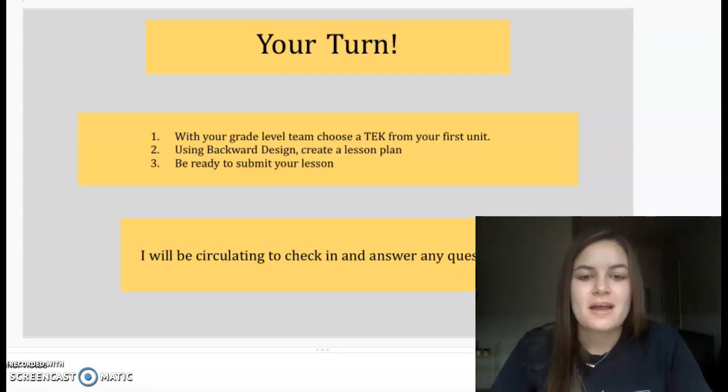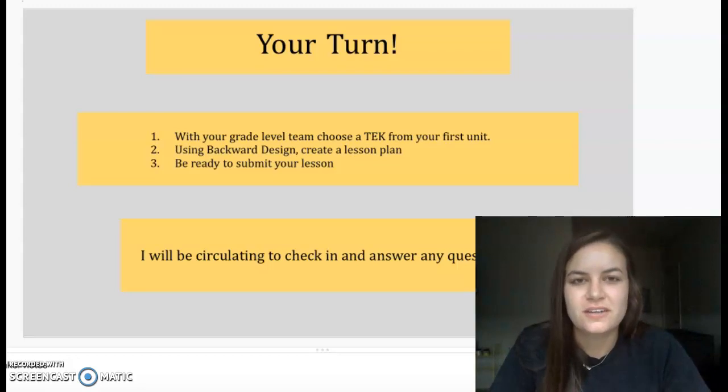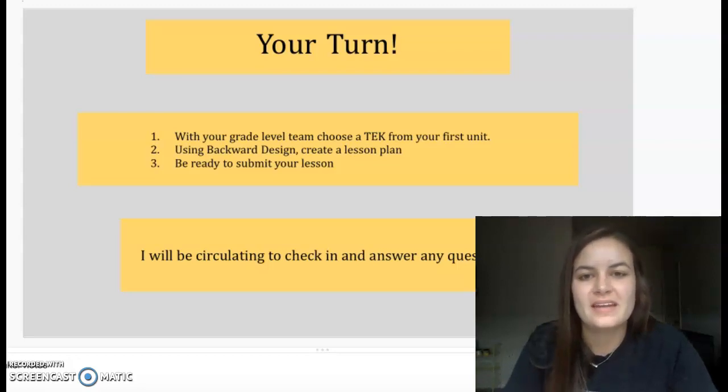So you're going to be using backwards design to create a lesson plan. And number 3 is kind of your exit ticket of the professional development. You're going to submit your lesson plan. It doesn't have to be typed up or anything. Writing it is totally acceptable. So while you're doing this, I will be circulating around the room just to poke my nose in, see if you have any questions, and make sure we're all on the same page with this. So you can go ahead and get started, and I will be walking around the room. Thanks.